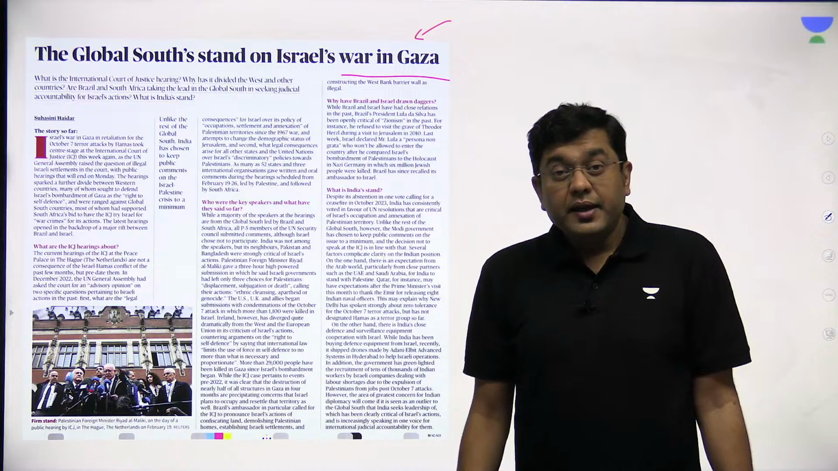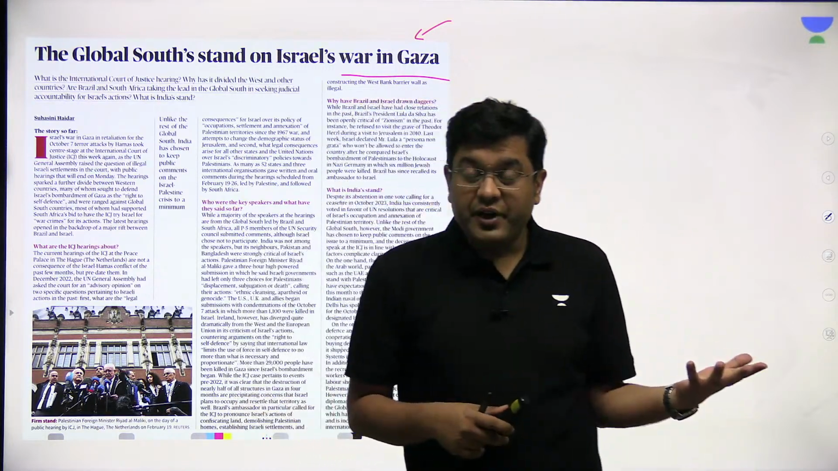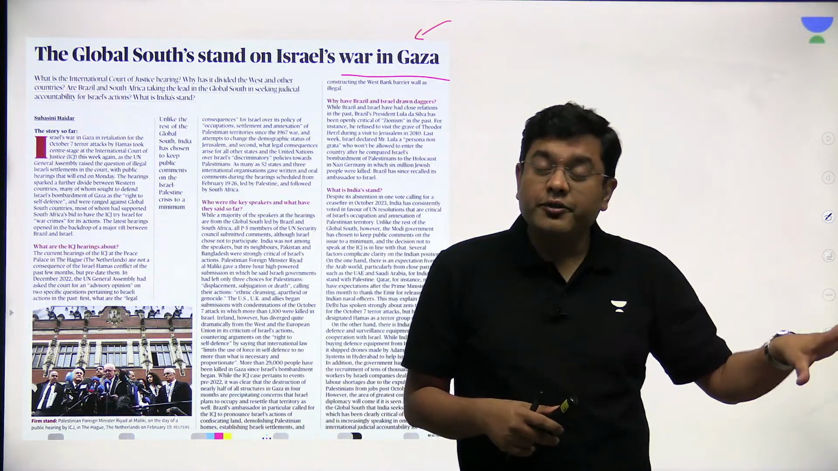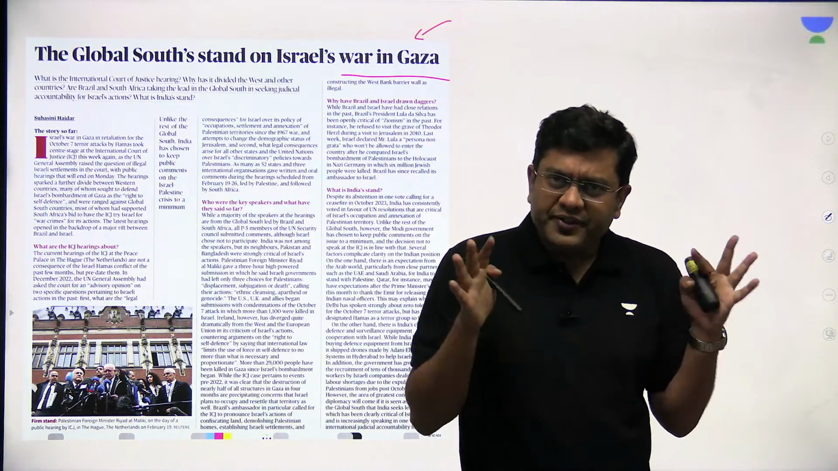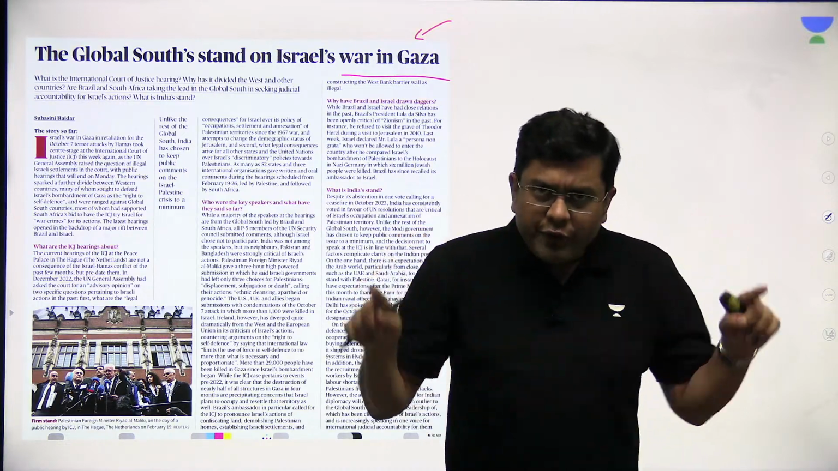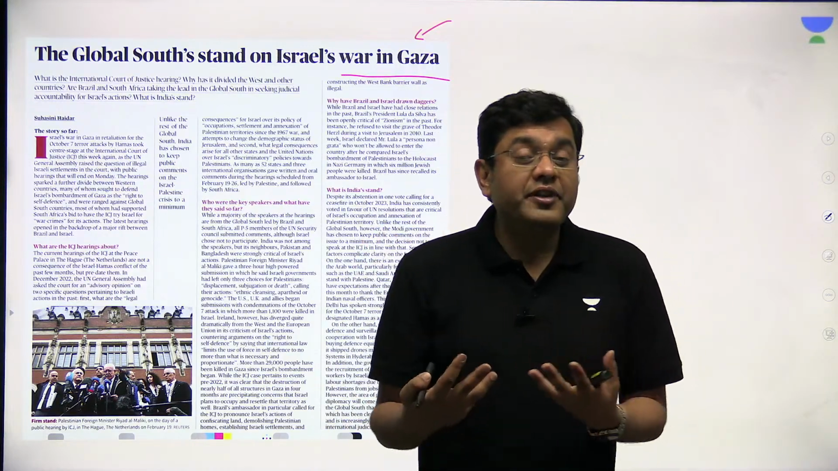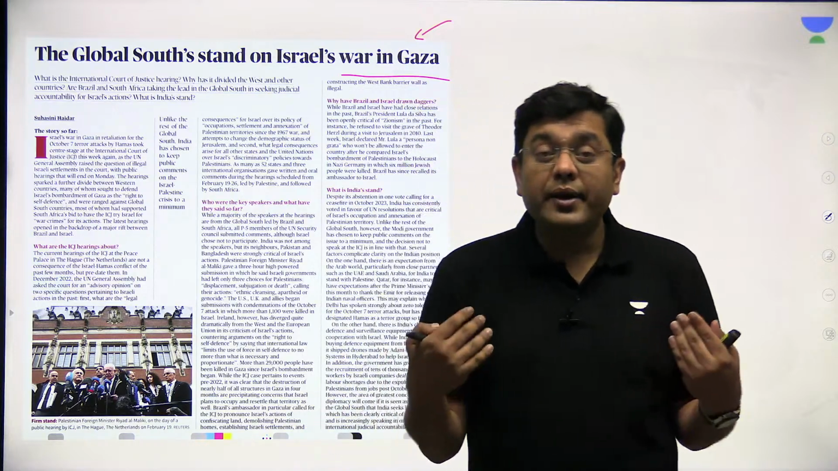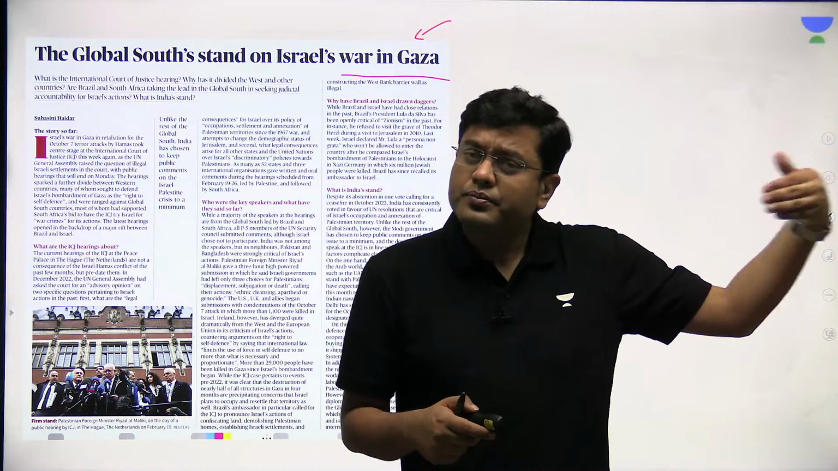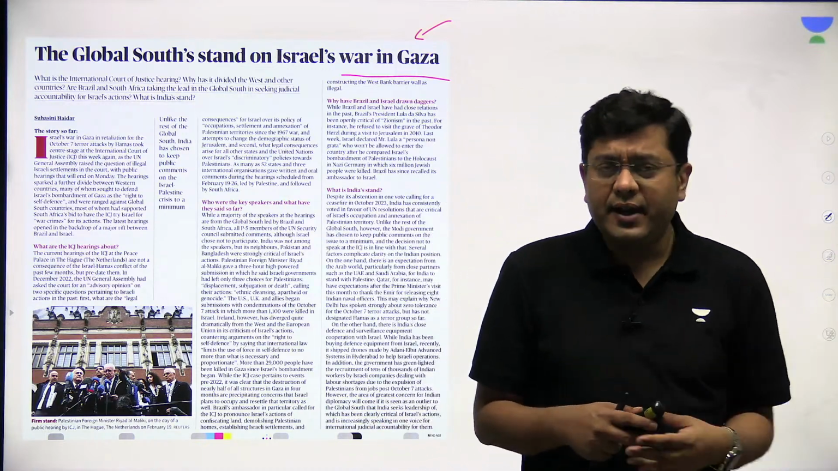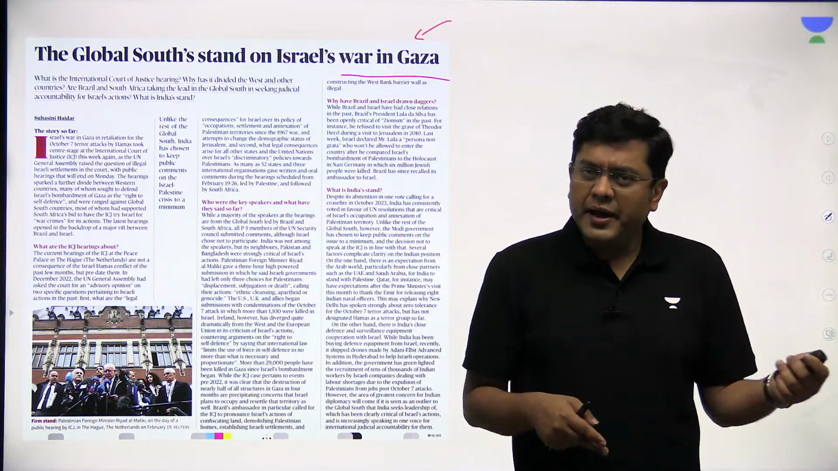Now, coming to the other article, the Global South's stand on Israel's war in Gaza. Israel has launched an offensive, a counter-offensive rather, in the region of Gaza against the Hamas militants after the October 7 attacks, which overall claimed 1,000 Israeli lives. Now, that counter-offensive has been criticized by one and all, not in the initial days, but nowadays, because of the lives that it is claiming, the innocent women and children who are dying on a daily basis.